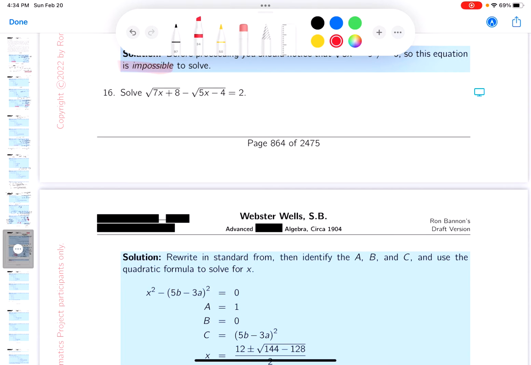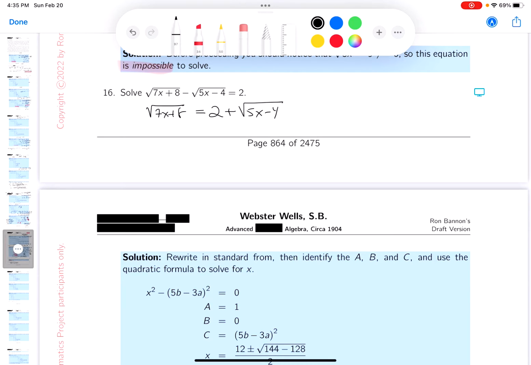All right, let's take a look at this one over here. And the first thing I'm going to do is isolate one of the radicals. I'm going to isolate the root of 7x plus 8, and that is equal to 2 plus the root of 5x minus 4.